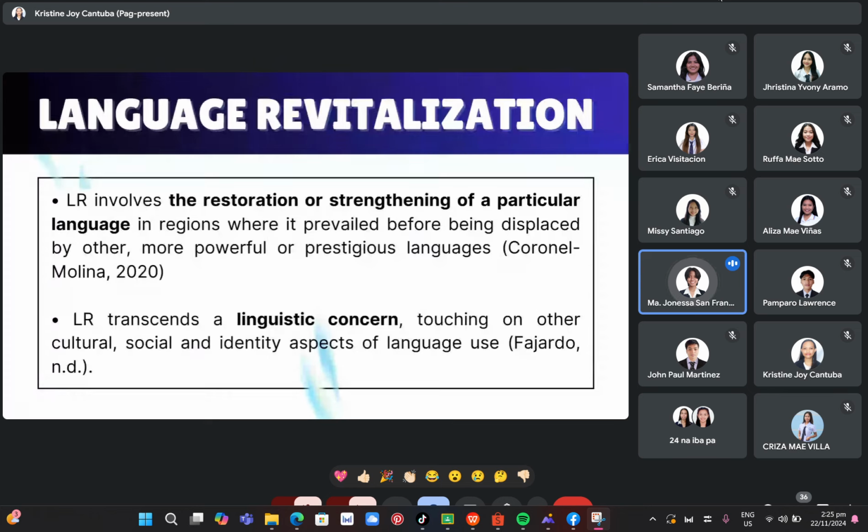So let me ask you this. If language is to die, who would you be, or who would we be? So it is important to revive it, promote it, and maintain it through language revitalization, making it a linguistic concern and a need for us to do so.